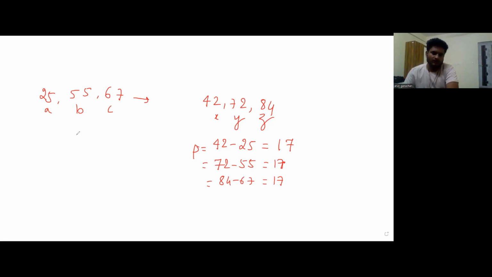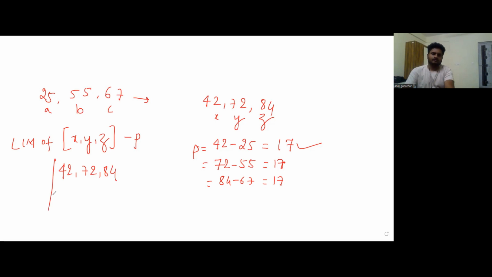Now, what is the formula? The formula says we have to find the LCM of X, Y, Z, and then we have to subtract P from it. P is how much? 17. Now we have to find the LCM of X, Y, Z. What is the LCM of 42, 72, 84? Find it out using any method you like.